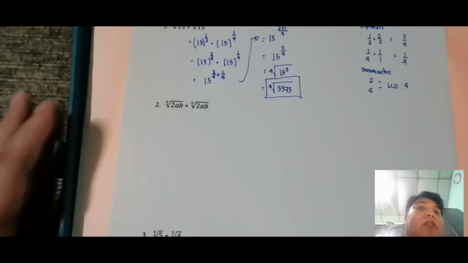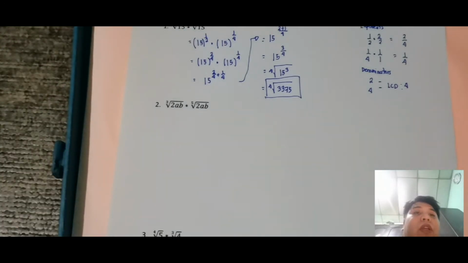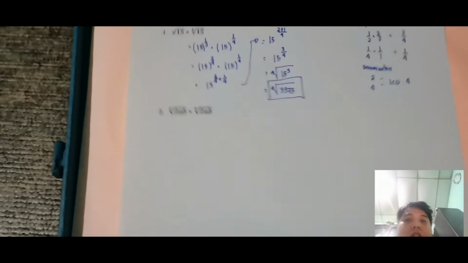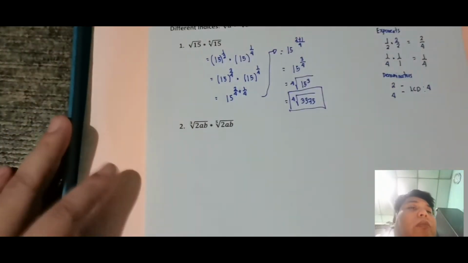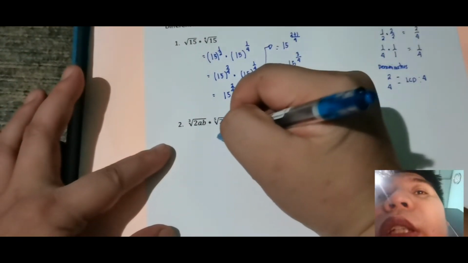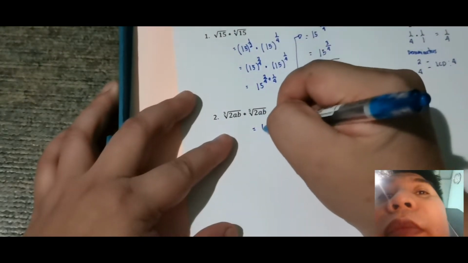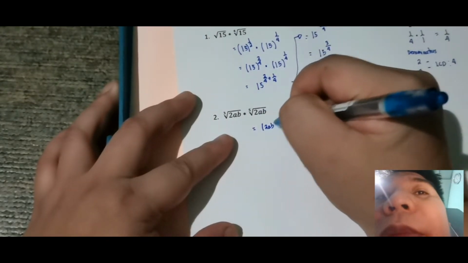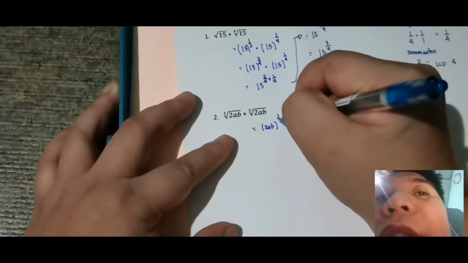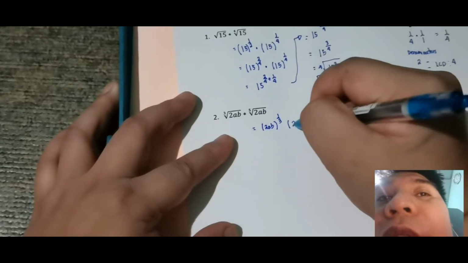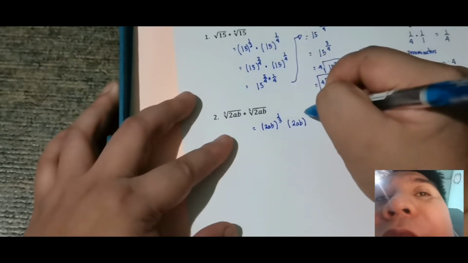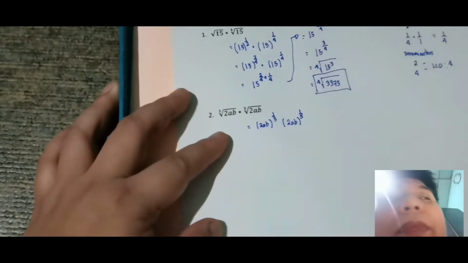Okay, so let's have example number 2. We have cube root of 2ab times fifth root of 2ab. Okay, so ulit, ganun yung gagawin natin, pero i-convert into fractional exponent or exponential form. So, this is equivalent sa 2ab raised sa 1/3. Then ito ay 2ab raised sa 1/5.